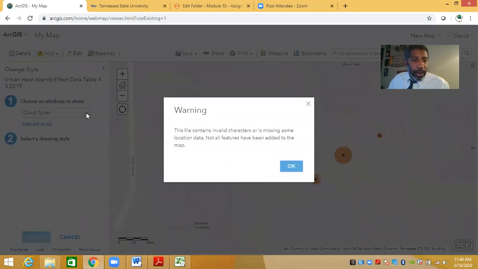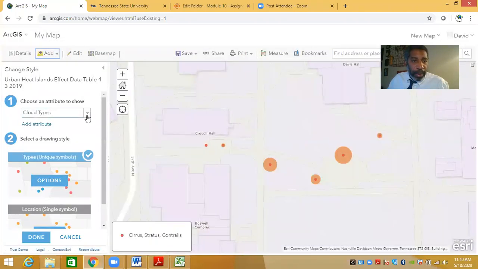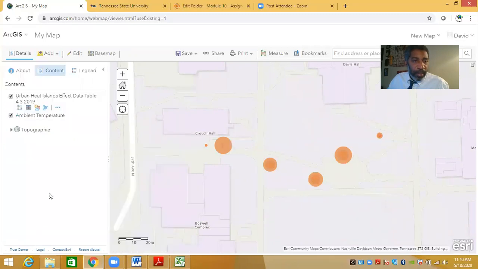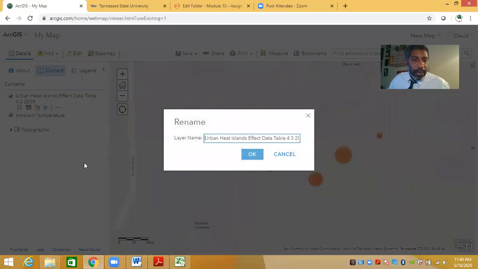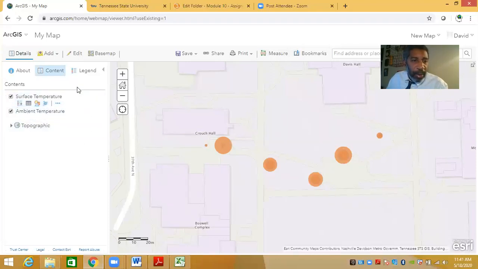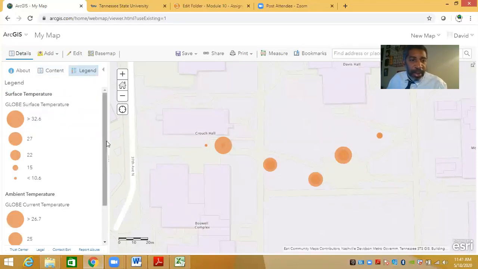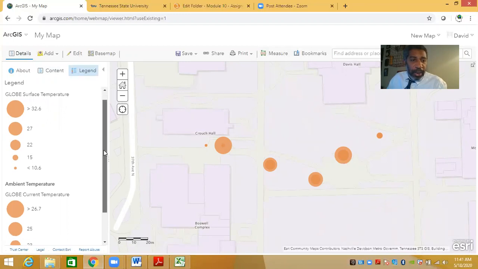And then this one we will set to surface temperature. And then we will rename this one surface temperature. So this is the data that we would have collected using the infrared thermometers. And we understand that it's in degrees Celsius.